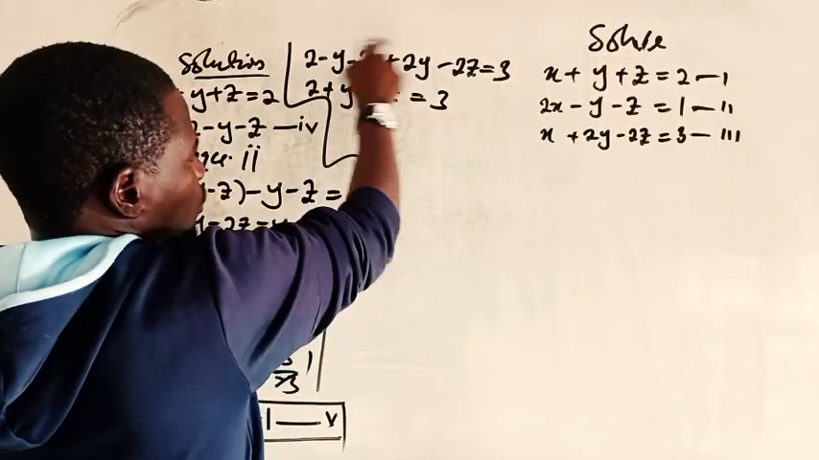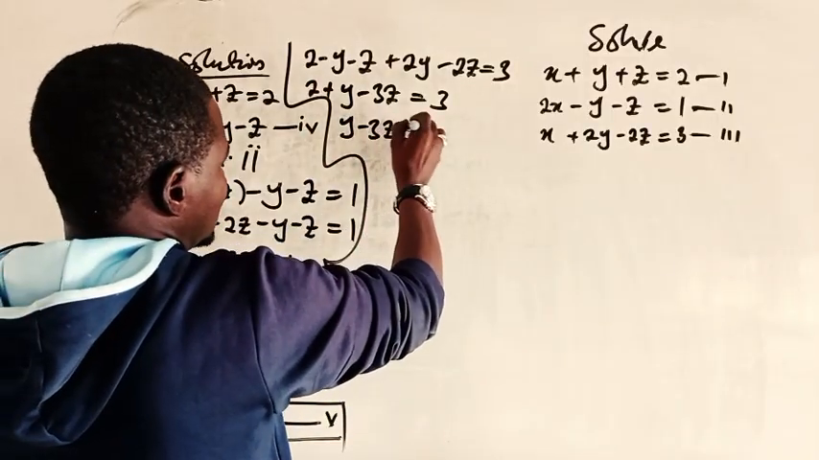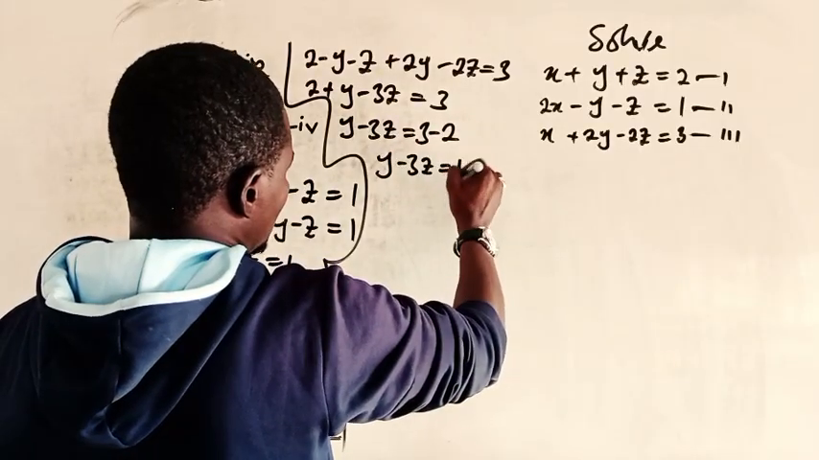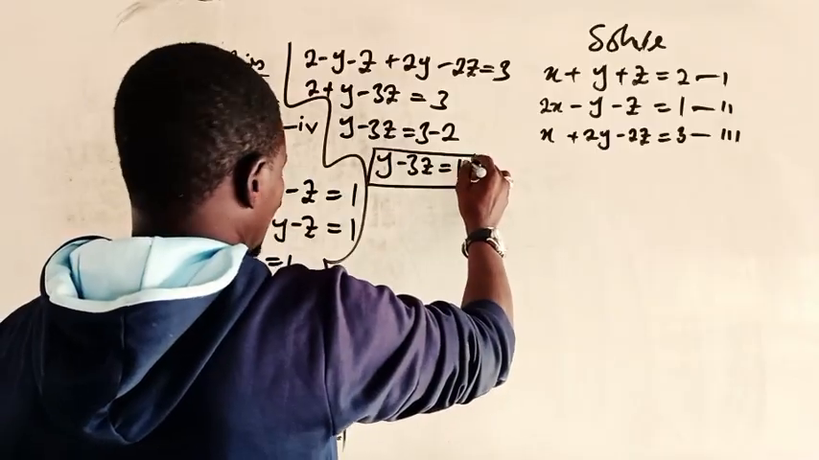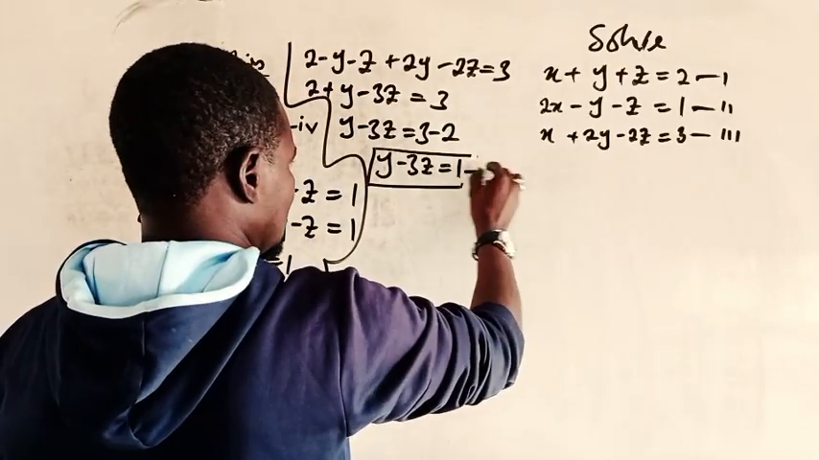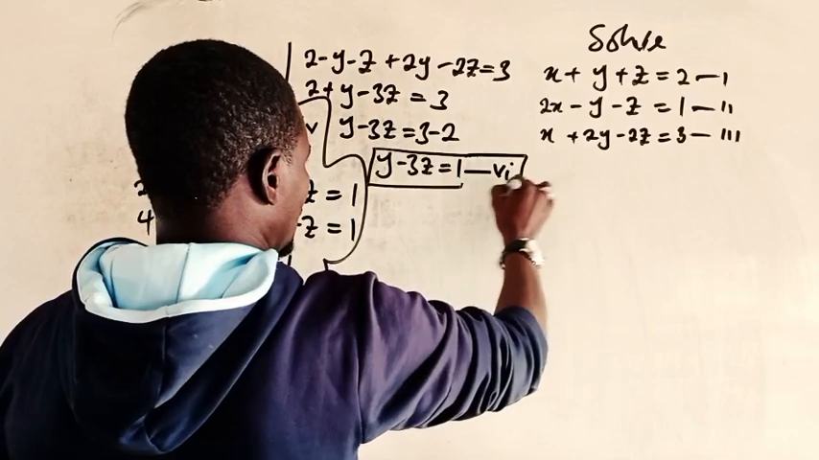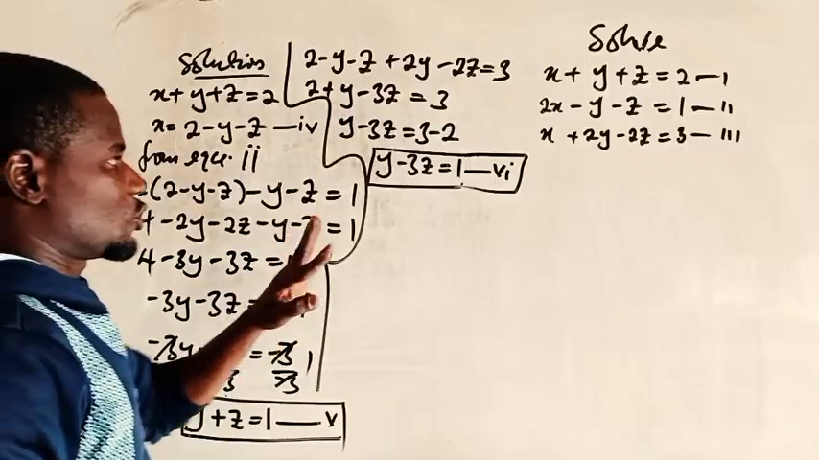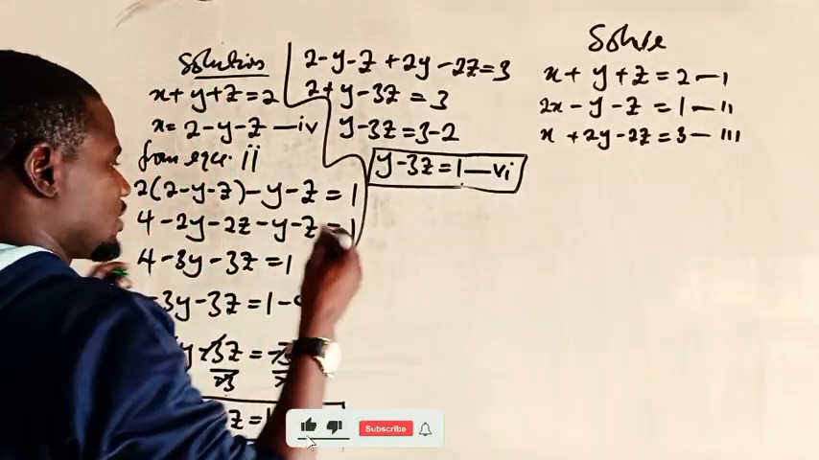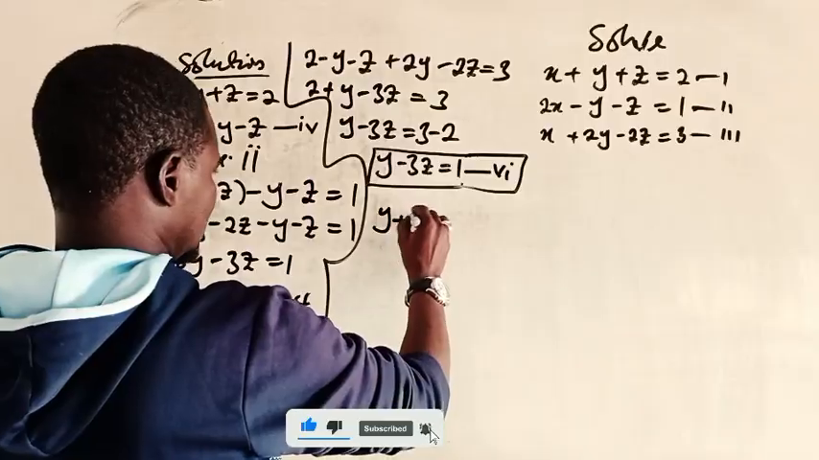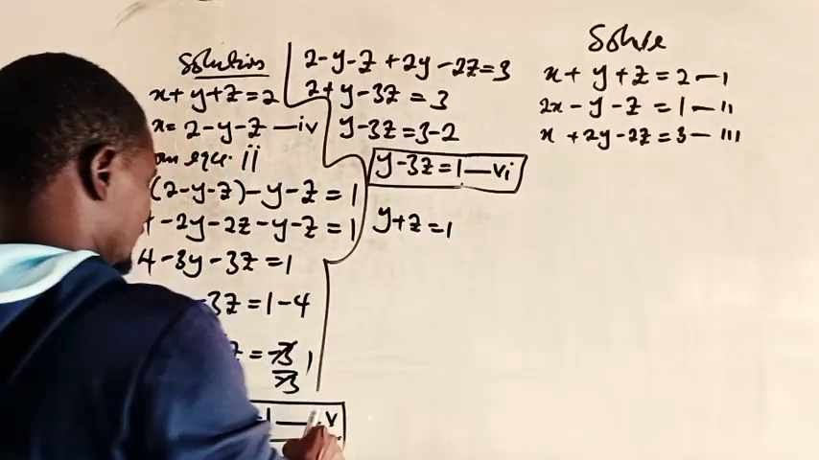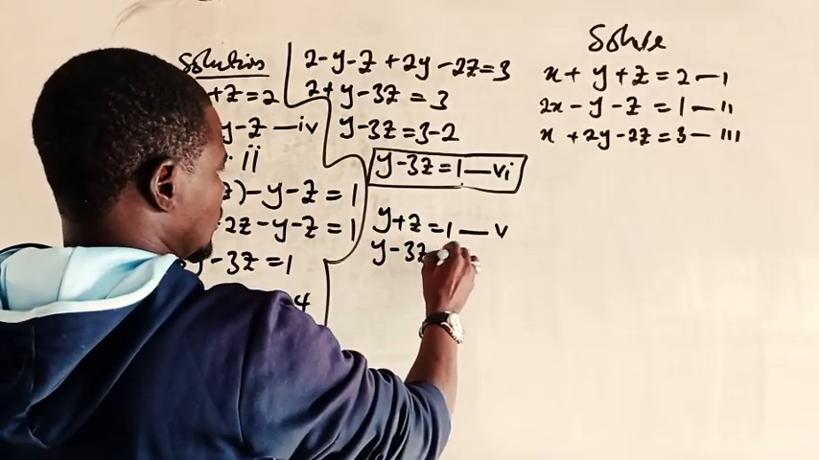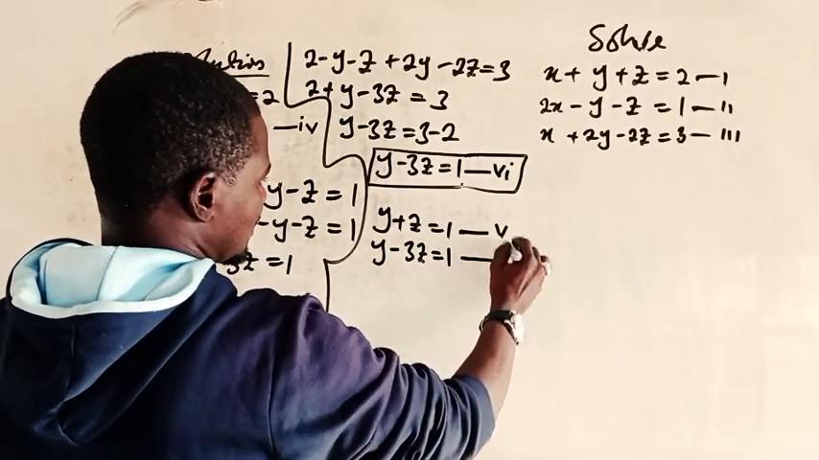Now collect like term by taking 2 towards there. We have y minus 3z equals to 3 minus 2. Then y minus 3z equals to 1. Now this is our equation number 6. Now remember, our equation 5 and our equation 6 are two equations with just two variables, which we can easily find. Now let's rearrange them. We have y plus z equals to 1 from equation 5. Then we also have y minus 3z equals to another 1. This is equation number 6.